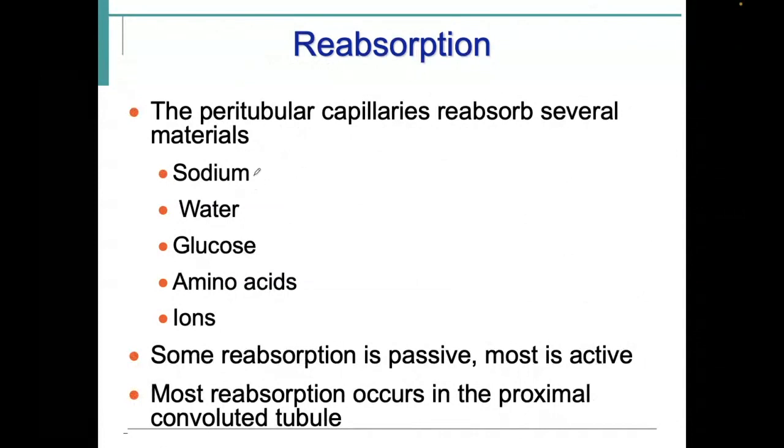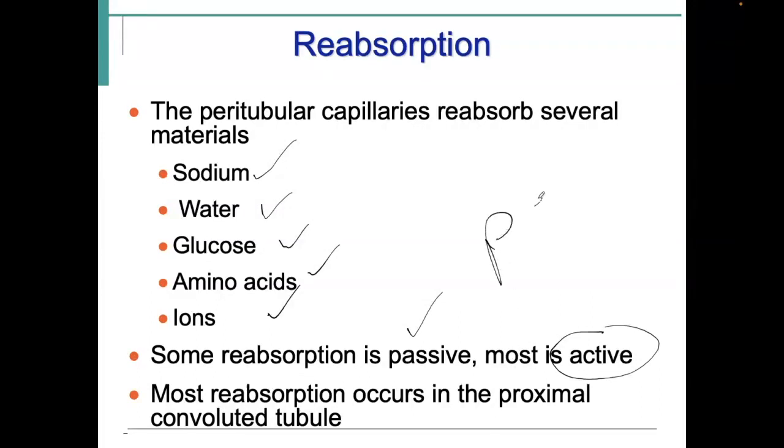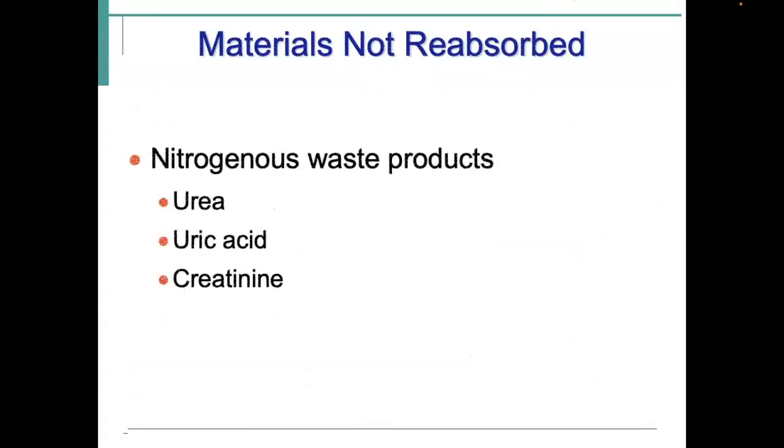The reabsorption, we can pull back sodium, water, glucose, amino acids, and ions. Some reabsorption is passive, but most of it is active. And most of the reabsorption takes place at the proximal convoluted tubule. That's where the majority of the reabsorption takes place.